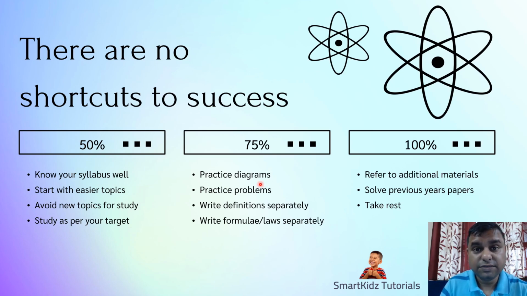Practice all your diagrams. The more you practice, the more perfect you will become at it. Practice problems. Write definitions separately and keep them on a piece of paper, just writing what definitions can come, like biomagnification and some other definitions. So when you go for an exam, you can just glance through them. Even write any formulas or laws that are there, like laws of reflection or refraction. Put them separately down, so it becomes easier for quick revision.